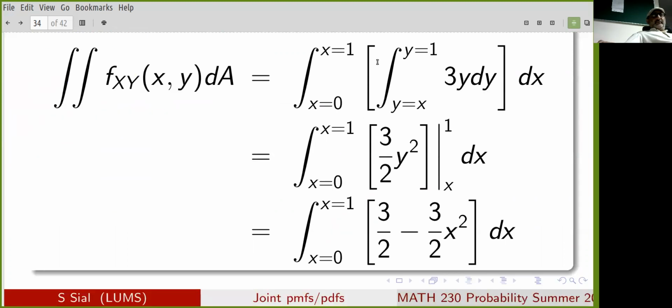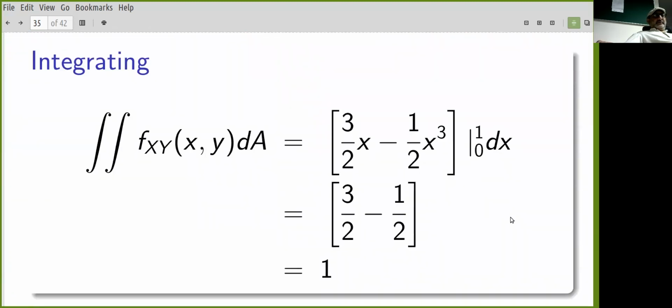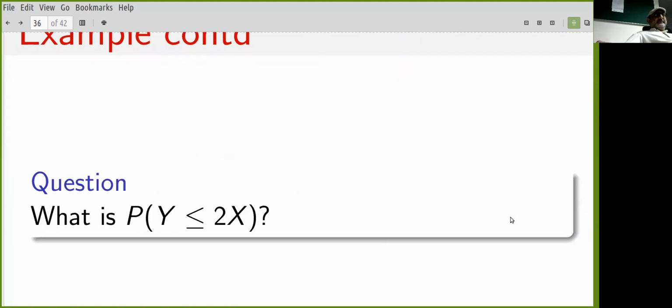Okay, so the inner integral within the square brackets, that's 3y squared over 2, evaluated at y equals x and y equals 1. And then if you integrate that with x equals 0 to x equals 1, you should get 3 halves minus 1 half, which is equal to 1. Right. Okay.